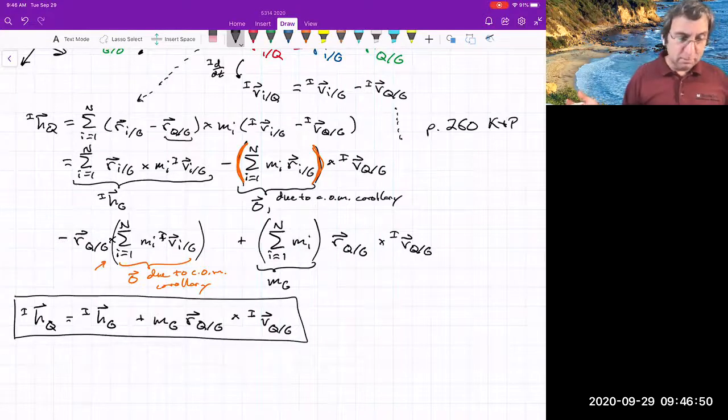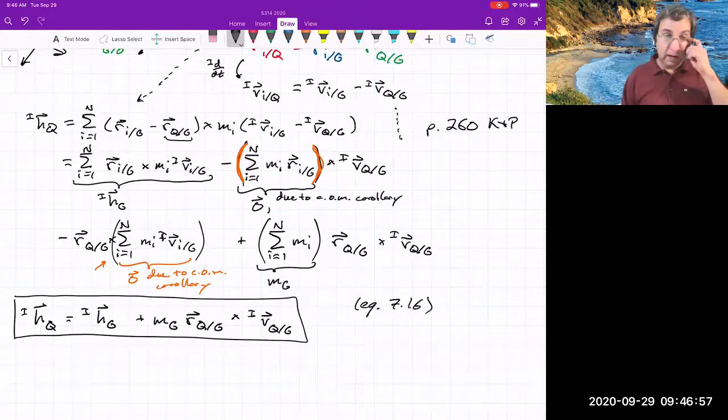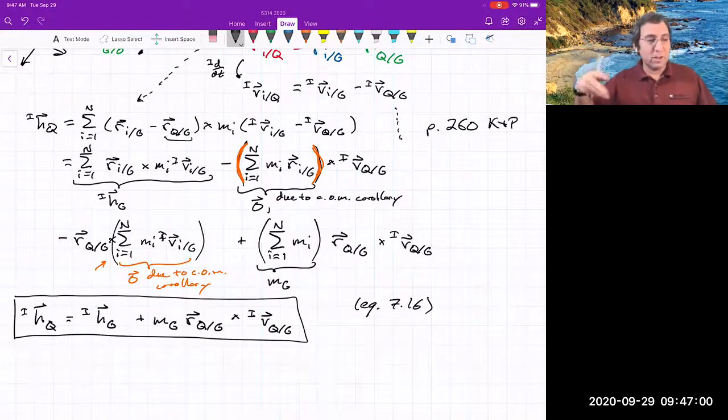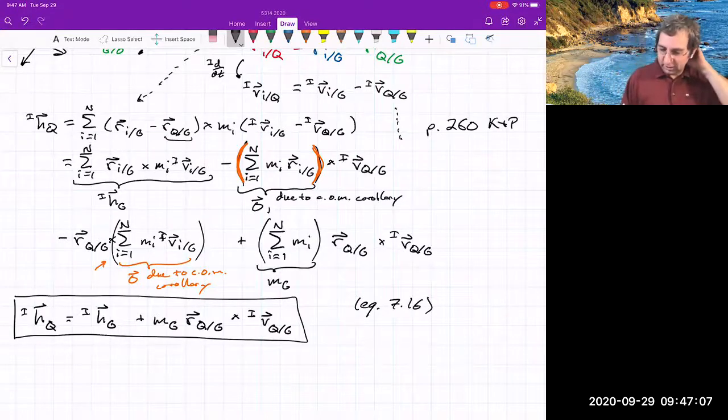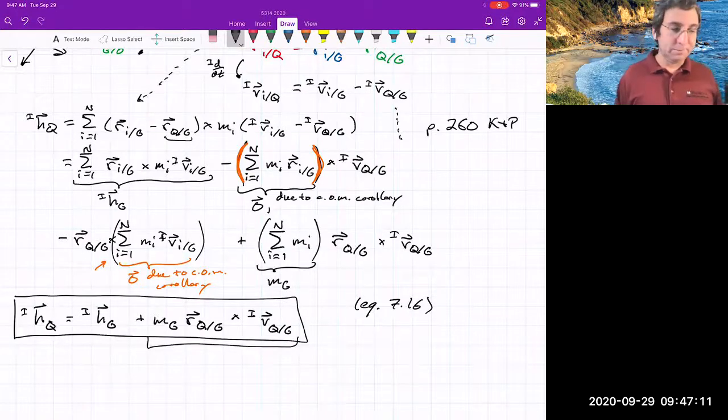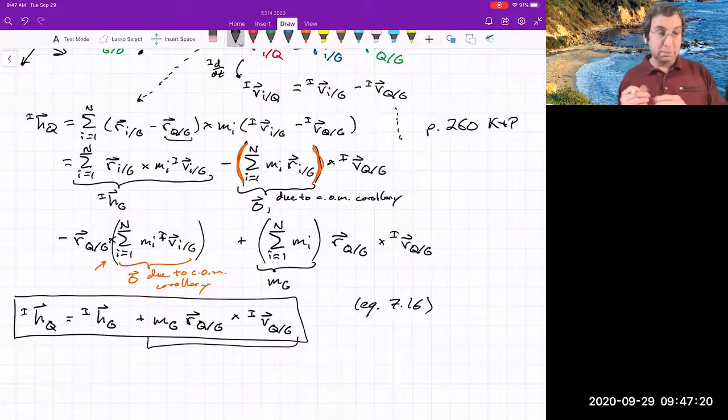This doesn't have a name. It's just a way of writing, for a collection of particles, the angular momentum with respect to some arbitrary point. When you pick the arbitrary point, you pick up this other term here. So angular momentum with respect to Q is angular momentum with respect to G plus some stuff related to the displacement of Q from G and the total mass.